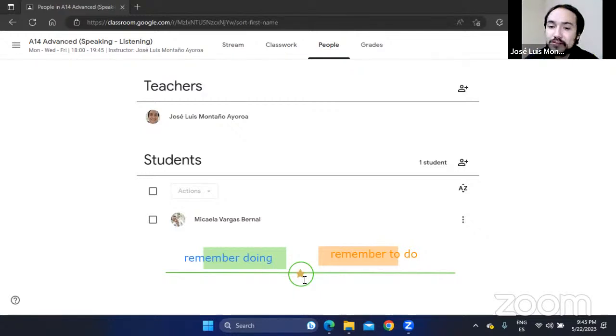So with that, I would like you to give me then, please, just two examples. One would remember doing something, and one would remember to do anything, and give me a short context or explanation, and with that, we will be good.